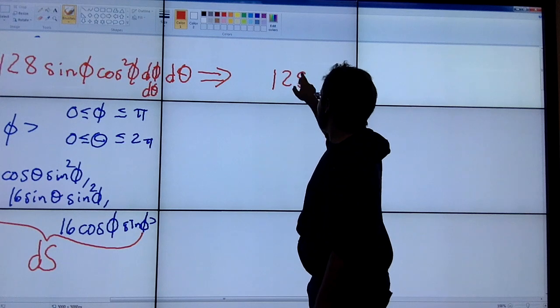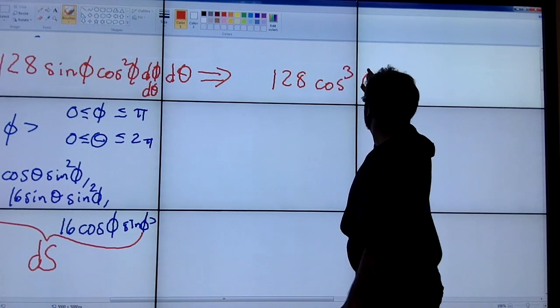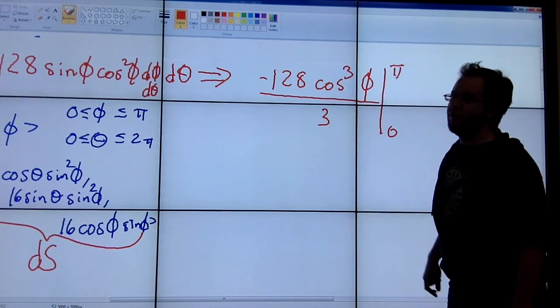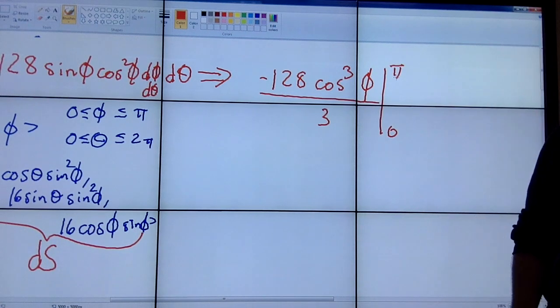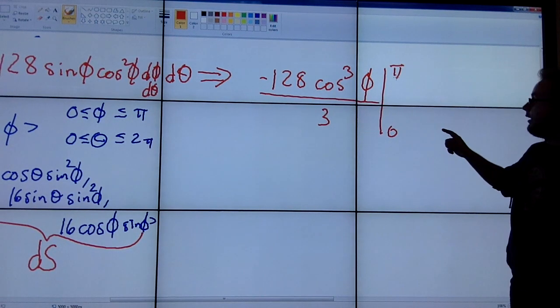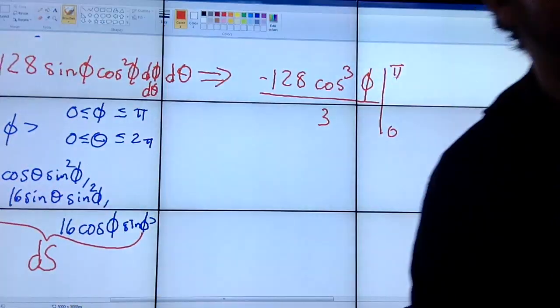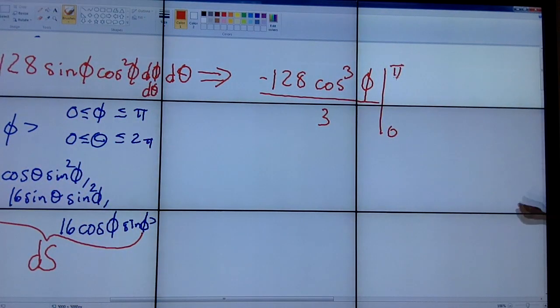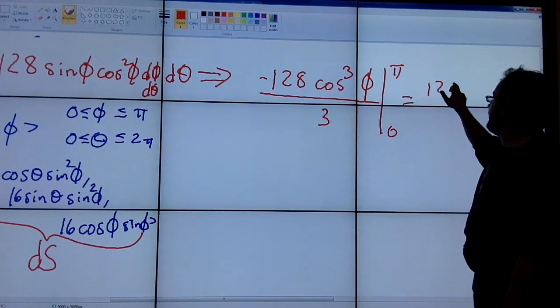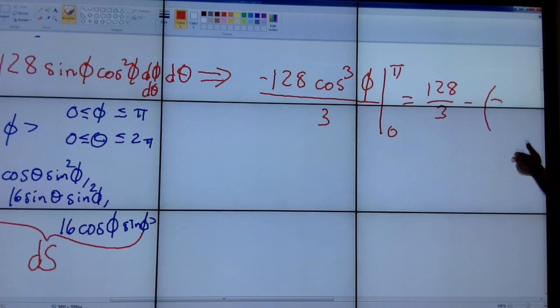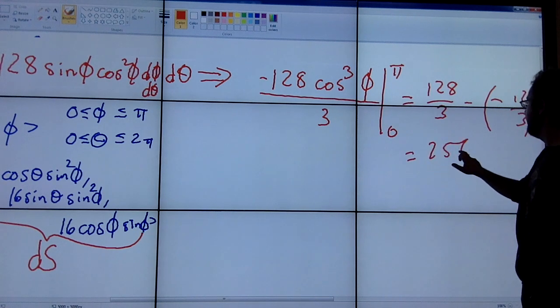It'll be 128 cosine cubed phi, negative at that, over 3, evaluated from 0 to pi. Why from 0 to pi? Because this is my bounds on what? Phi. And I just integrated with respect to phi, didn't I? So I plug in pi, I get cosine, what's the cosine of pi? I know this is really boring. Negative 1, right? Negative 1 cubed is negative 1 times negative 128 is positive 128, 128 over 3, minus what you get when you plug in 0. So minus negative 128, what's cosine of 0? It's 1, 128 over 3. That's going to give us 256 over 3.